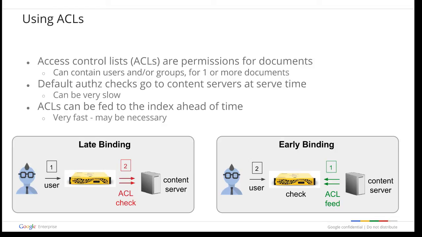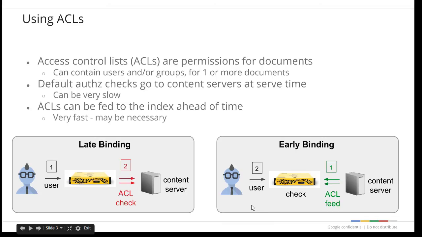Using ACLs requires additional work before a search runs. First, you have to get the ACLs into the GSA using feeds as shown in the diagram on the right. The diagram on the left shows the default late binding approach. In that model, the user runs a search query, they authenticate against the GSA, and then the GSA takes their credentials and tests them against each document that matches their search from the content server using the head requester. Again, that can take a long time to execute. Performance can be very poor.